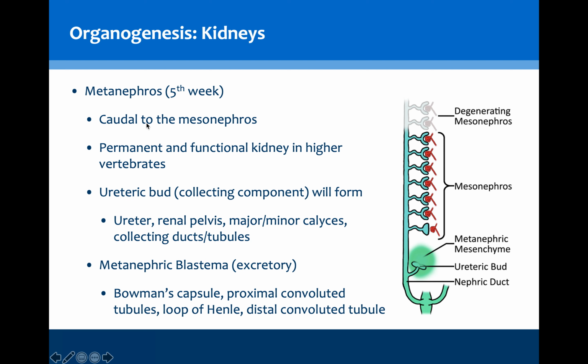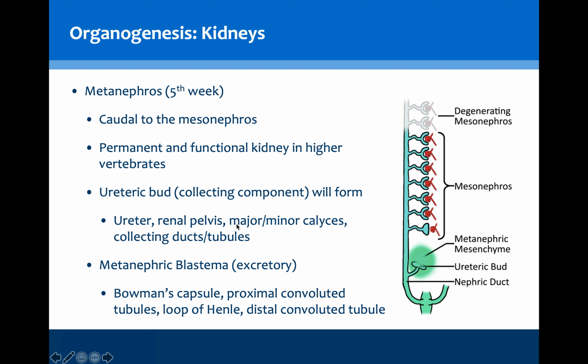The metanephros begins to develop around the 5th week and forms more caudally to the mesonephros. This will be our permanent and functional kidney in the higher vertebrates. It is formed of 2 components, a collecting component for the urine, formed from the ureteric bud, and an excretory metanephric blastema. Here we can see much more specialized functions that we can see in the adult kidney.